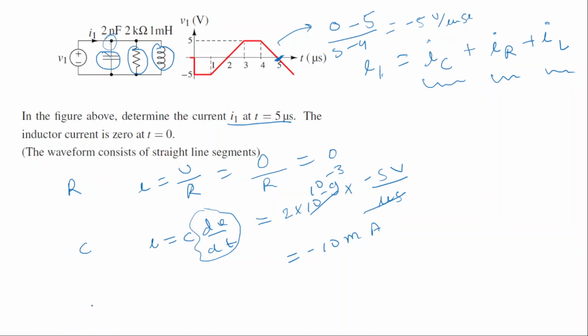Now across the inductor, the current will be I equals 1 by L times the integral of VL dt, with time varying from 0 to t. The integral of VL from 0 to t dt is equal to the area under this curve. So instead of calculating this integral by the equation, let's calculate it graphically.